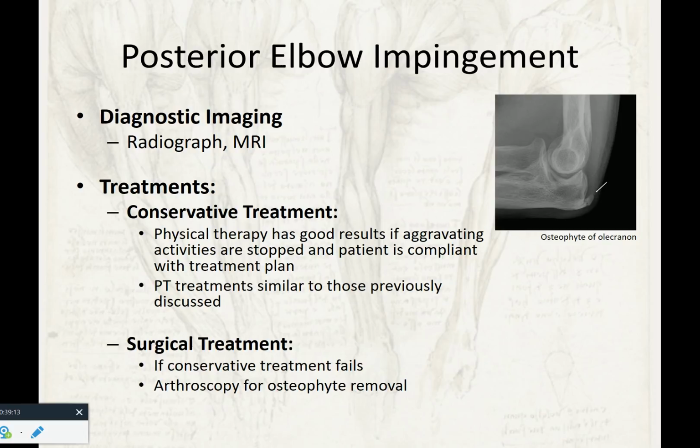Conservative treatment includes physical therapy. It typically has good results if the aggravating activities are stopped and the patient is compliant with the treatment plan. We can also do soft tissue mobilization to the triceps and the triceps fascia, and anything we can do to reduce inflammation in this area. Surgical treatment is considered if conservative treatment fails. They would do an arthroscopy for osteophyte removal.